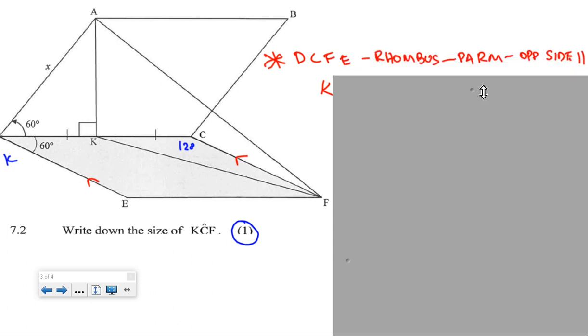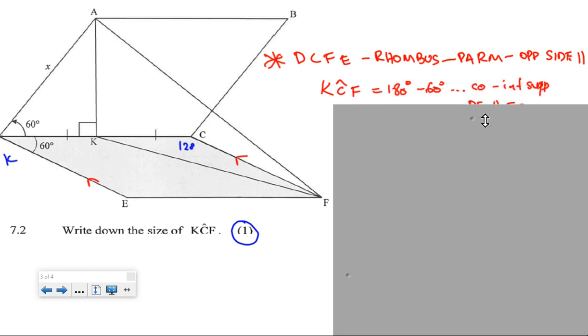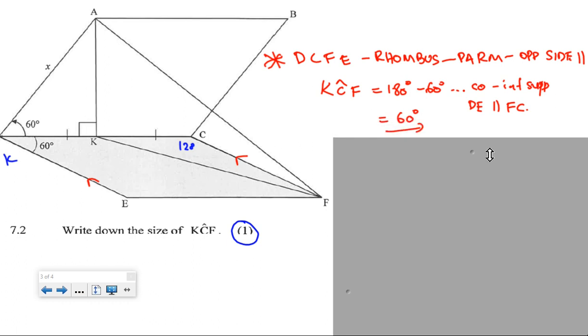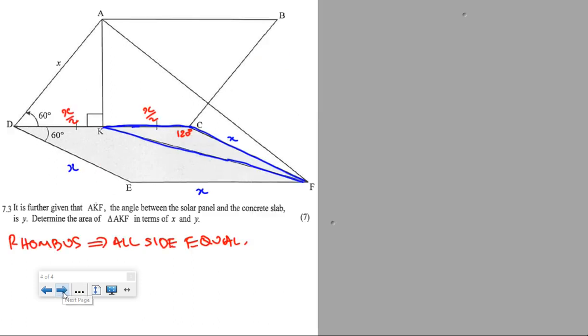Let's look at the solution. Remember, DCFE is a rhombus, also a parallelogram. Opposite sides are parallel. KC is equal to 180, subtract 60 degrees, co-interior angles supplementary. KC is 120, sorry, not 60, 120. Right, straightforward. There's no need for reasons here. There's 1 mark for the answer. Had there been 2 marks, then 1 would be for the reason. Make a note of that. If there's 2 marks, it means there's 2 aspects that you need to write down or calculate or state.